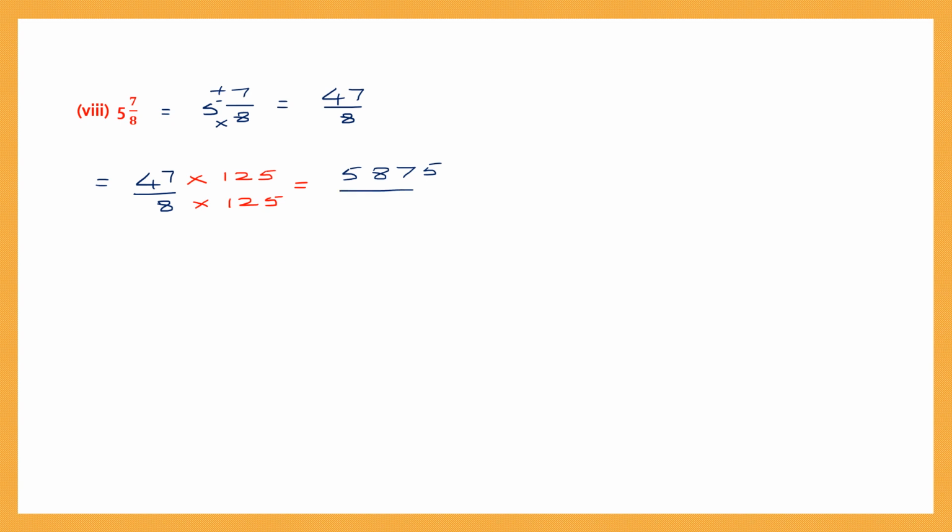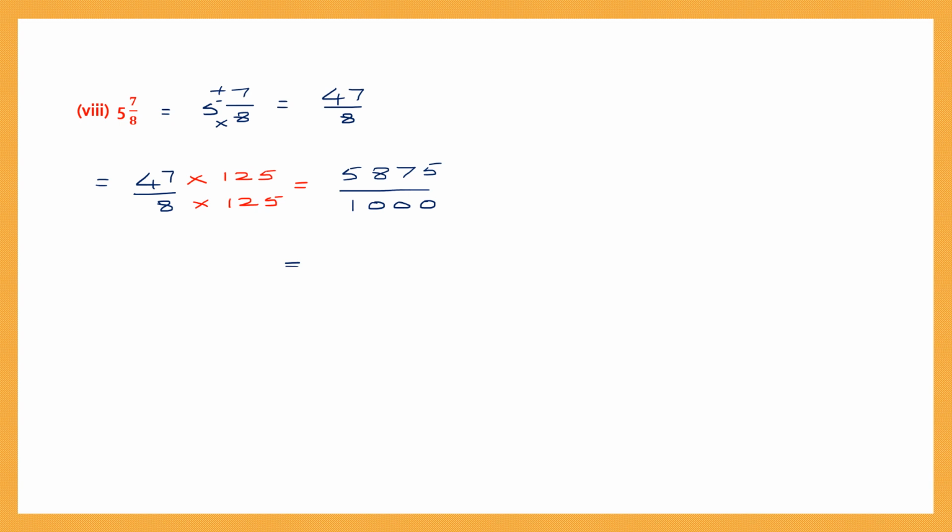Question 8, 5 7 by 8. So first step is conversion. So let's do that. So 5 7 by 8. 8 5s are 40 plus 7 is 47. 47 by 8. So here let's do that. 47 by 8. Now when you multiply 8 by 125, we get 1000. So let's multiply 47 also by 125. So when you multiply 47 into 125, you get 5875. And here 8 into 125 is 1000.